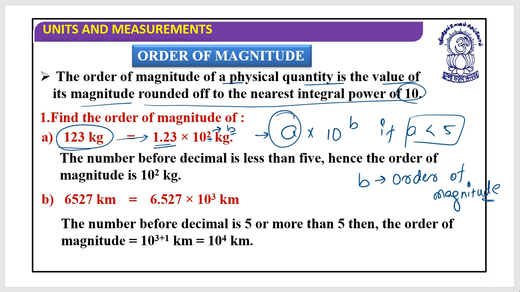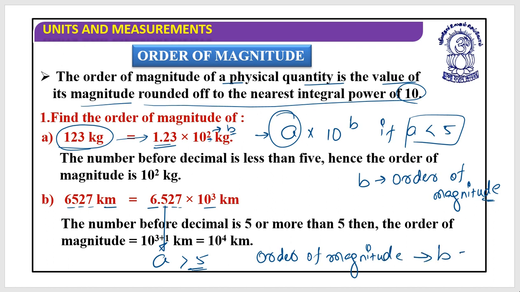They have given 6527 kilometers. So you need to write it as 6.527 into 10 to the power 3. So here what you should write is, this is your a, which is greater than 5. So your order of magnitude should be b plus 1. This is the value of b. So your order of magnitude would be 10 to the power 4.